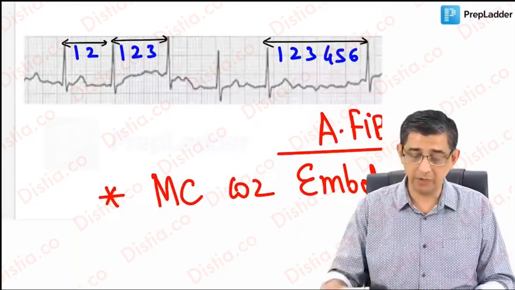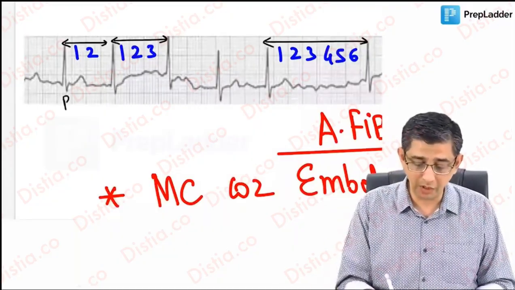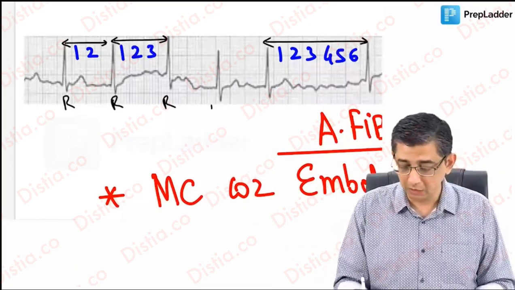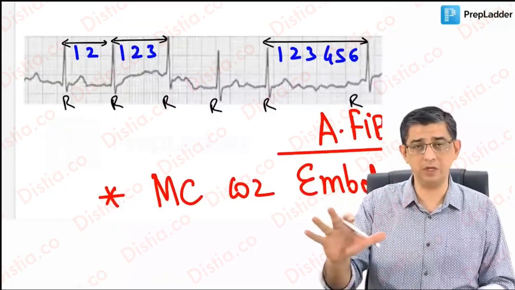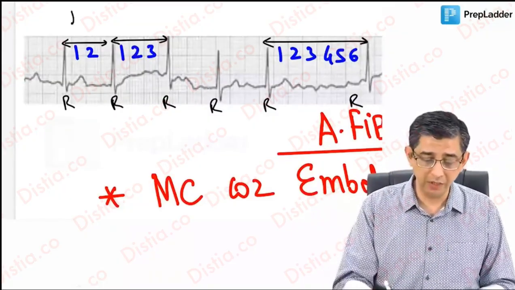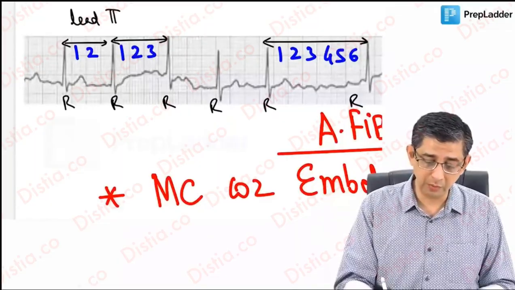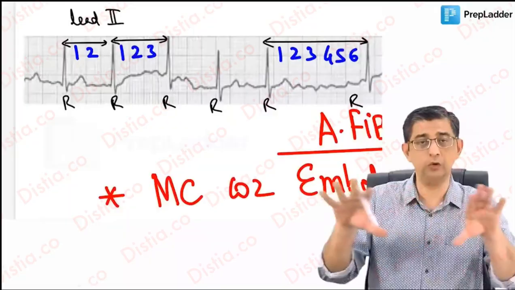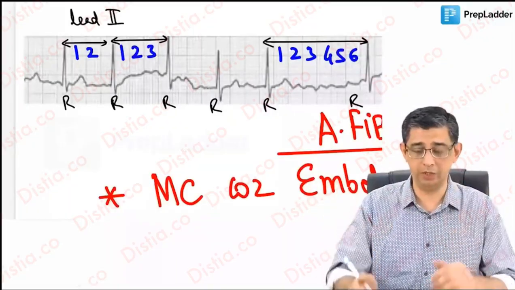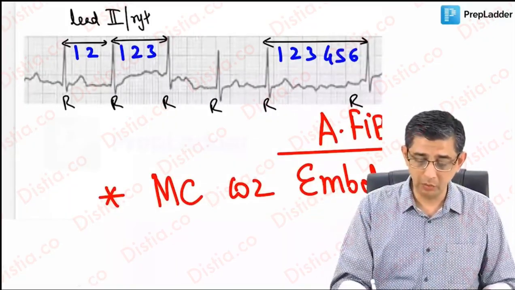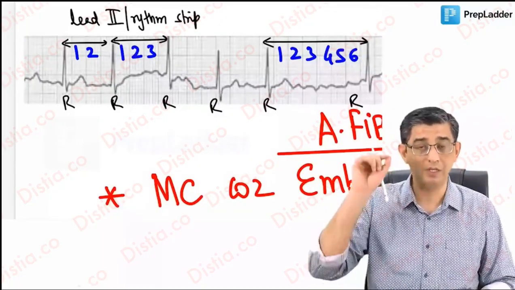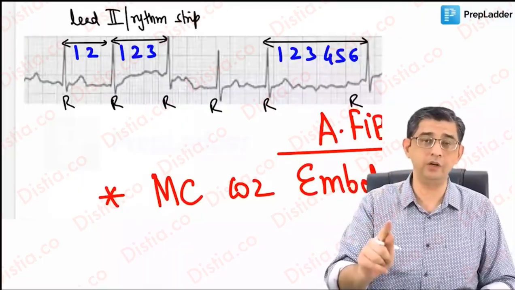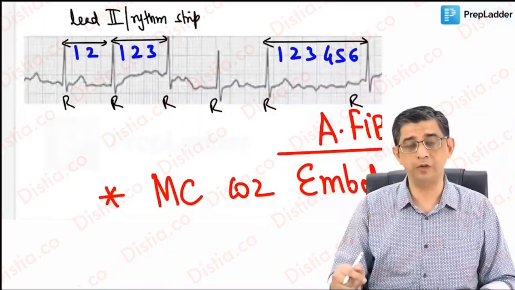The moment you get this huge disparity in the RR interval in the ECG, there are only 2 tachyarrhythmias which are to be thought of, guys. Whatever be the history given in the question, in lead number 2, which is the rhythm strip given right at the bottom, they'll give you a 12-lead ECG in the exam, right at the bottom will be lead 2. In lead number 2, if you ever get an irregular RR interval, it is a confirmed MCQ of either atrial fibrillation or multifocal atrial tachycardia.